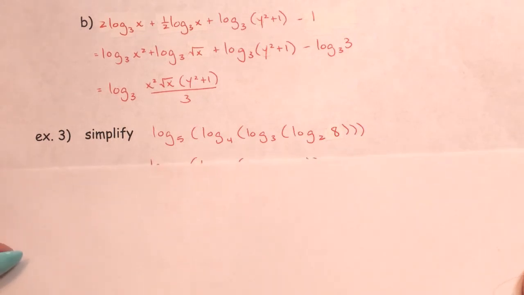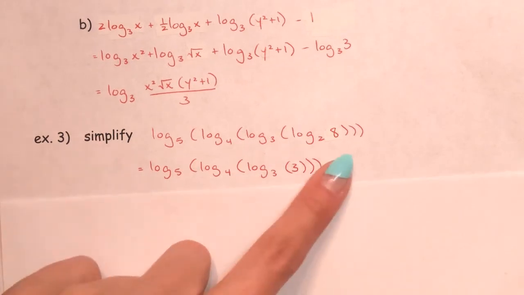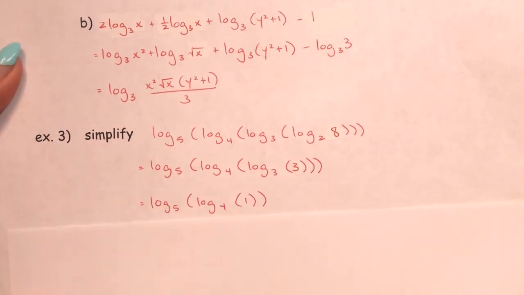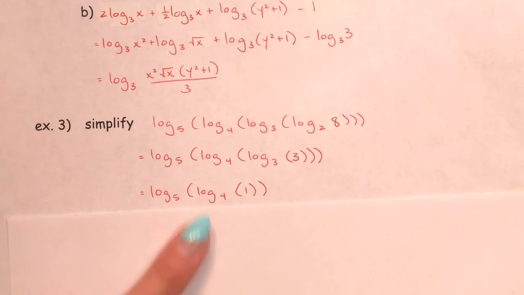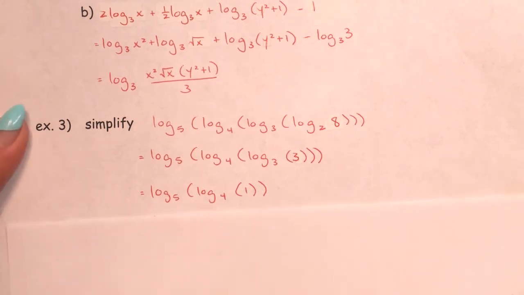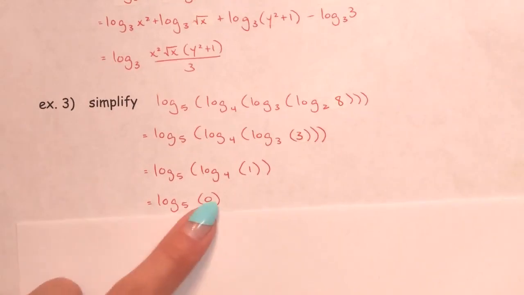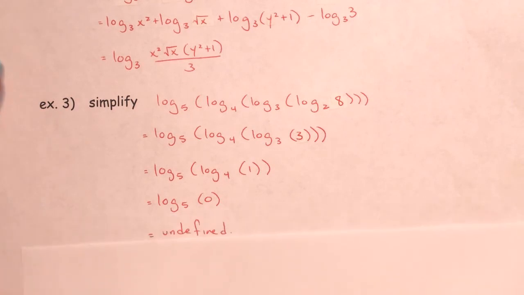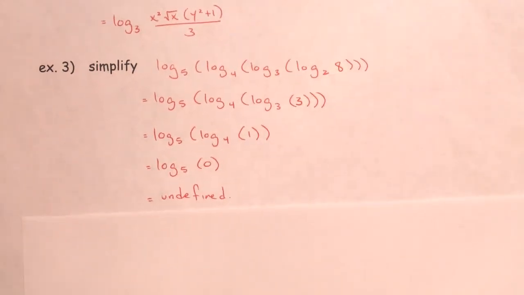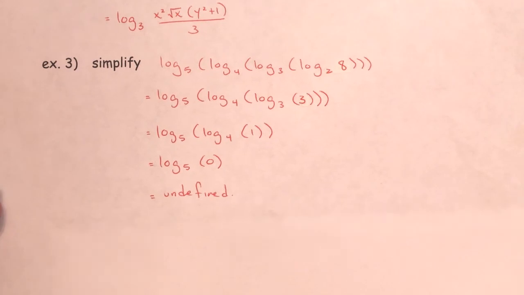And then I guess I'll show you my steps. That's a 3. That's a 1, right? That is a 0. This is not possible. It's undefined, no solution. There you go. All right. So there is properties of logs.